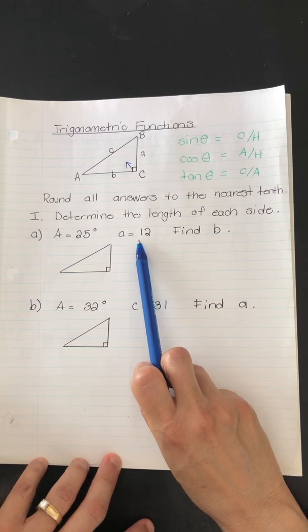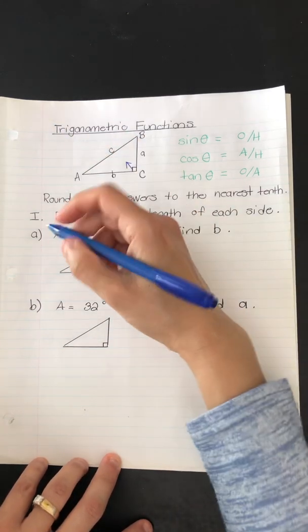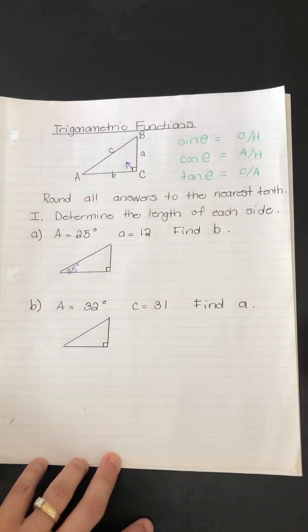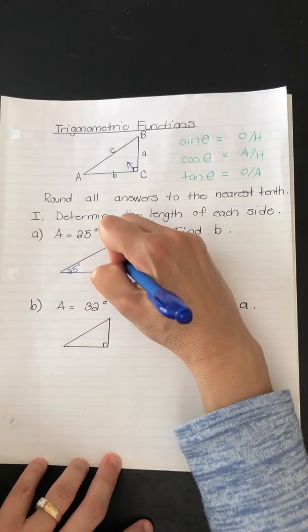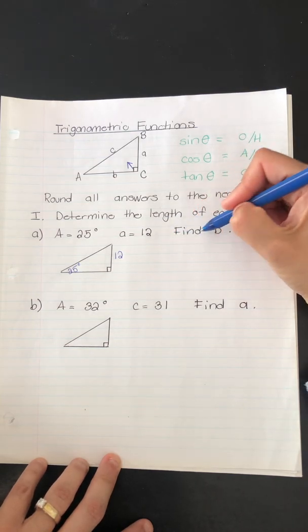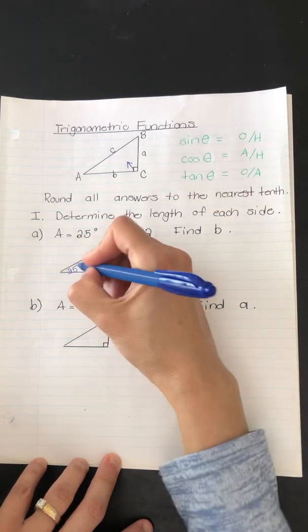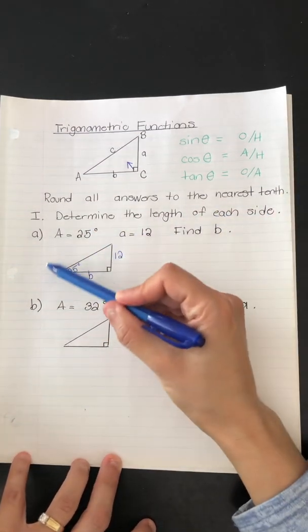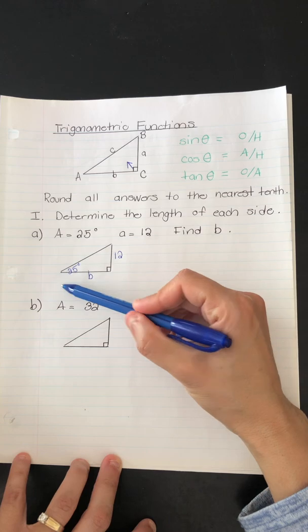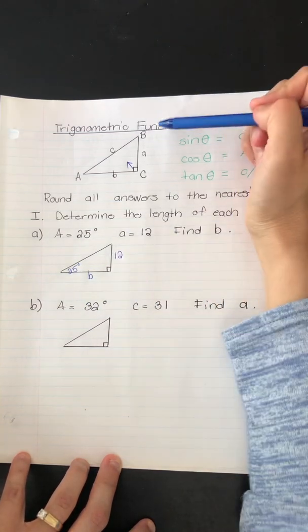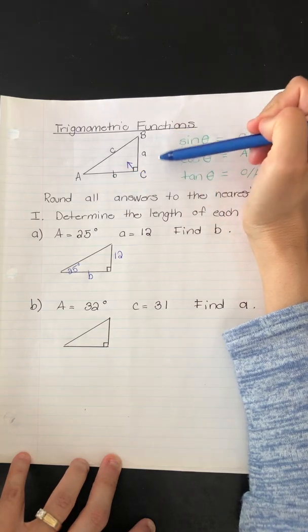So I'm going to begin by labeling these on the triangle. Angle A, side A. We're going to try to determine side B. So I will label that as well. You can see now there are three things labeled on the triangle, and I've done this labeling by referring to this general triangle here.